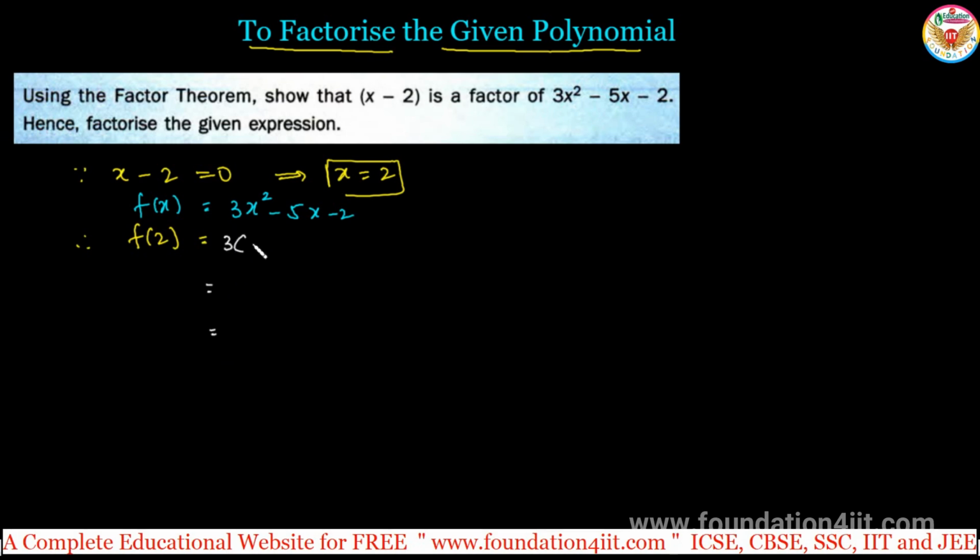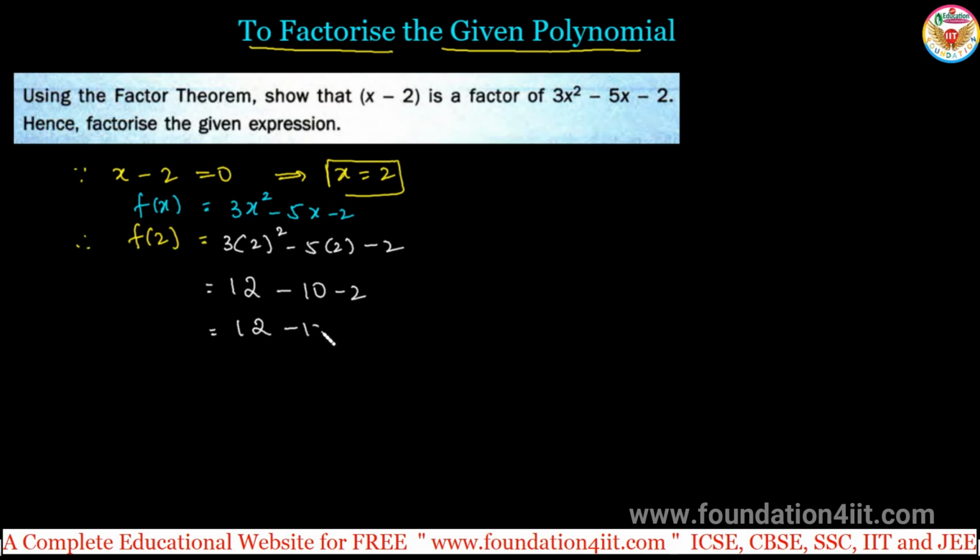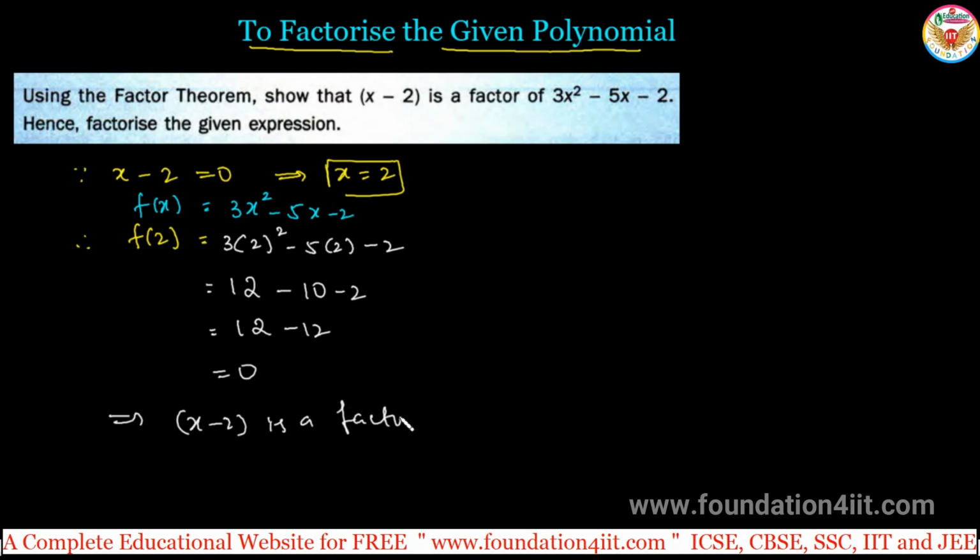So 3x square: 3 into 2 square minus 5 into 2 minus 2. Right? 2 square is 4, 4 threes are 12, minus 10 minus 2. 10 plus 2 is 12, and 12 minus 12 is 0. Right? We got 0. Therefore, x minus 2 is a factor. We can say that. Then, hence, factorize the given expression completely.